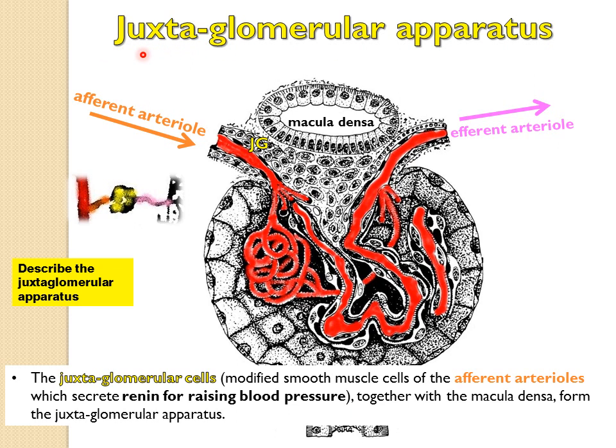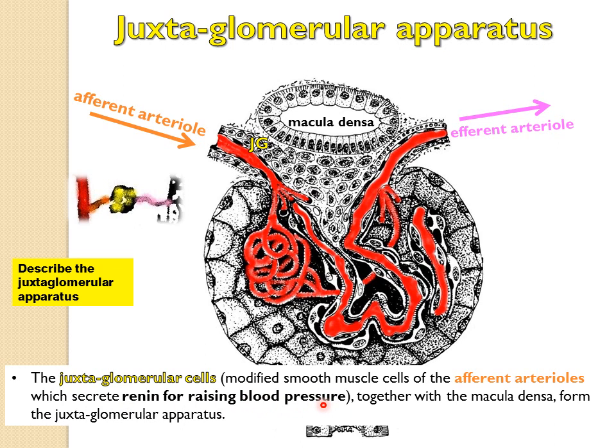Okay, juxta means next to. So here you have this apparatus which is next to the glomerulus, associated with it, and it is responsible for monitoring the blood pressure and also secreting renin, which then regulates the blood pressure. Okay, so here you can see specifically renin will raise the blood pressure.